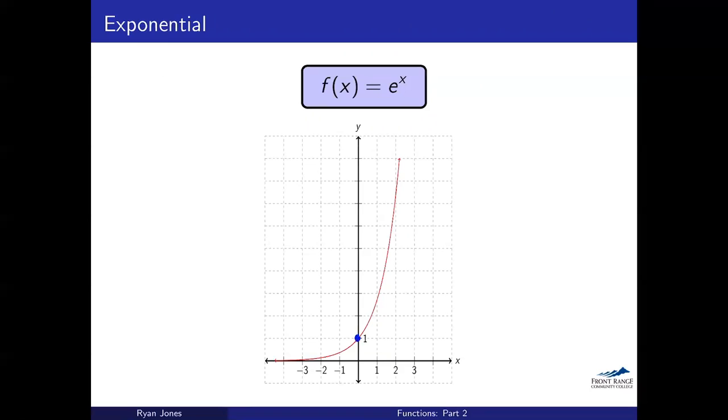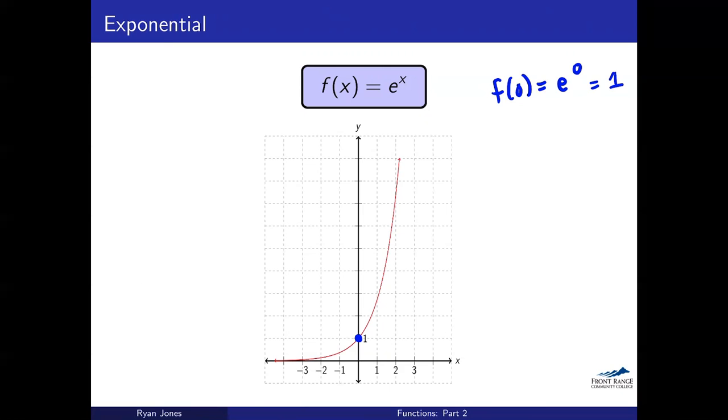We do have a y-intercept at (0, 1). That should be pretty clear. If I do f of 0, we plug in 0 for x, and I get out 1, because anything raised to the 0 is equal to 1. And so I get my y-intercept there.